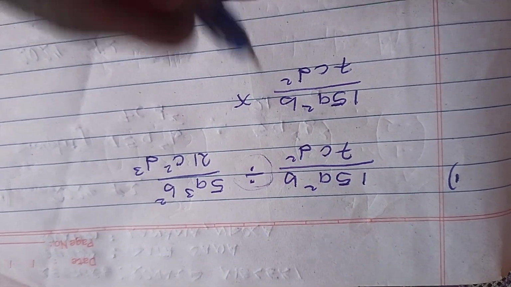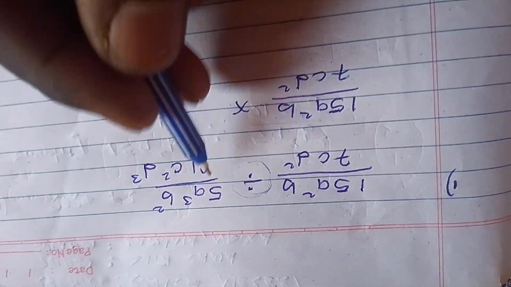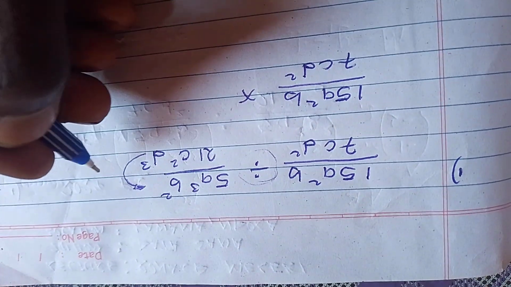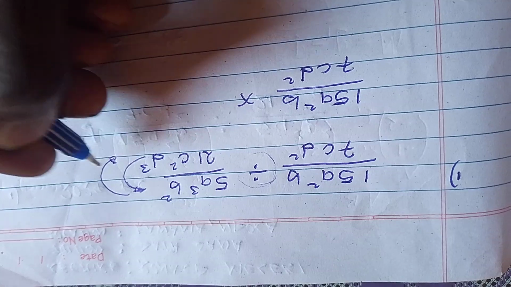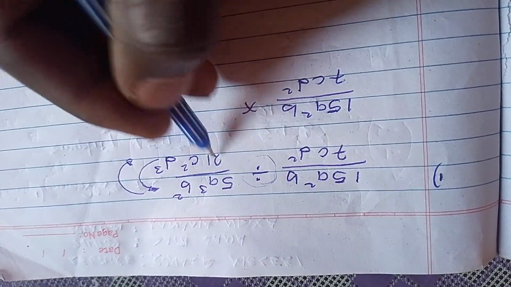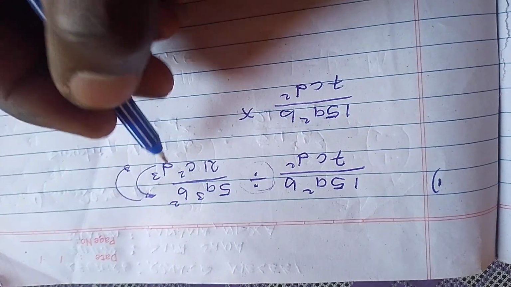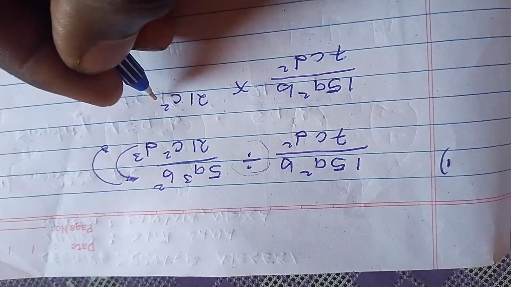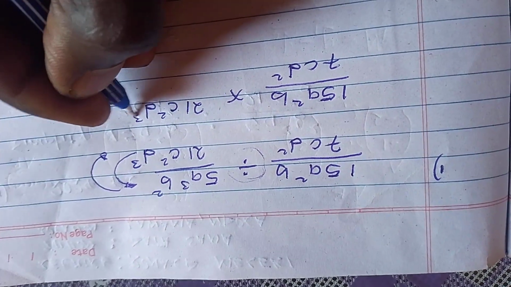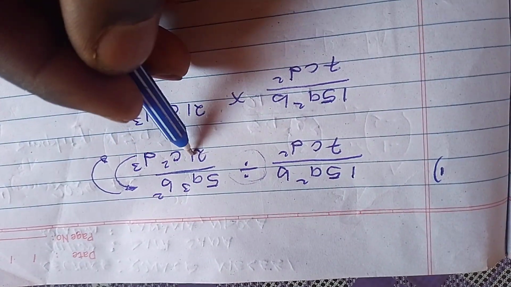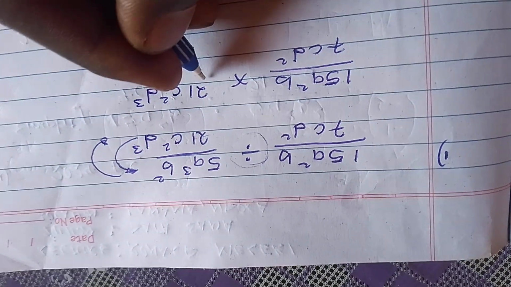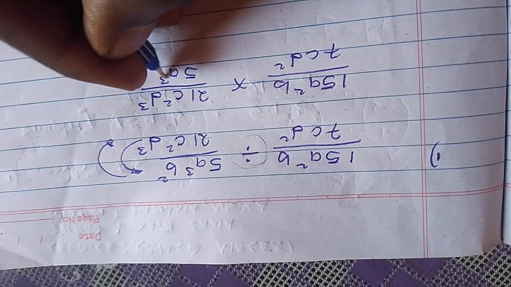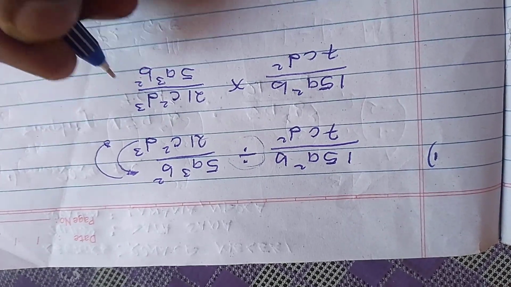Now, whenever you change the division to multiplication, the last fraction interchanges. The denominator will become the numerator, and the numerator will become the denominator. So the bottom one will go on the top, then the top one will come on the bottom. So it will appear like 21 over a b d to the power 3, which was on the bottom. Then the top part will now go on the bottom, so we are going to have 5a to the power 3, then b to the power 2.